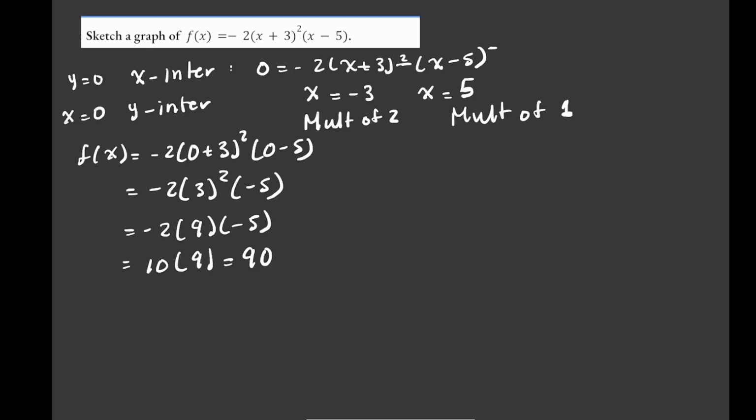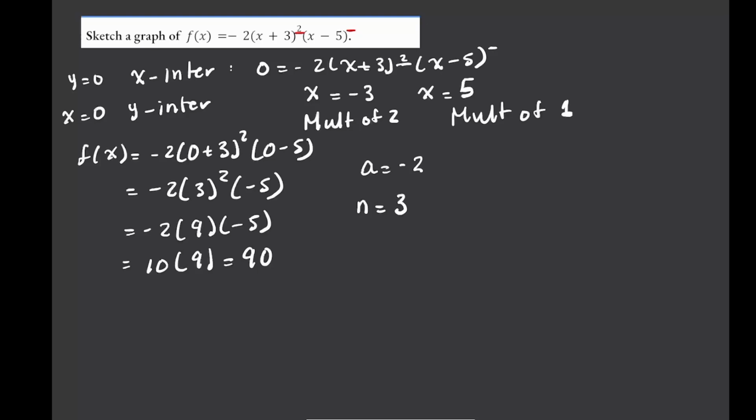And now I know that my a is equal to negative 2. I need to know my leading term power. In order to find it, I can expand my equation, or I can just take the power of each of my factors and add them together, and that gives me my leading term power. So I know that my n is going to equal 2 plus 1, which is 3.